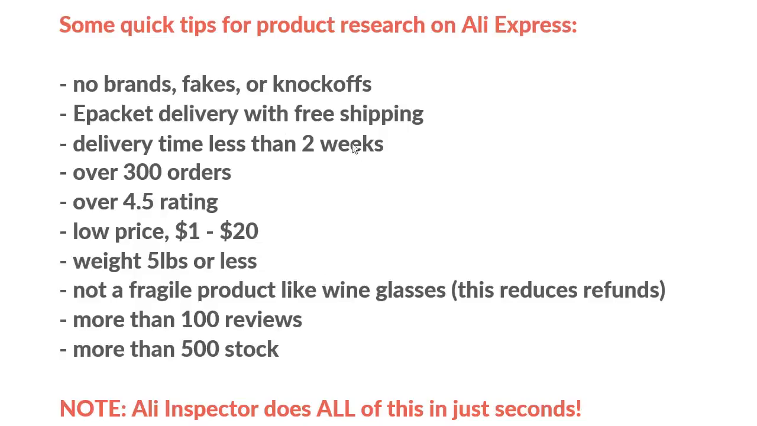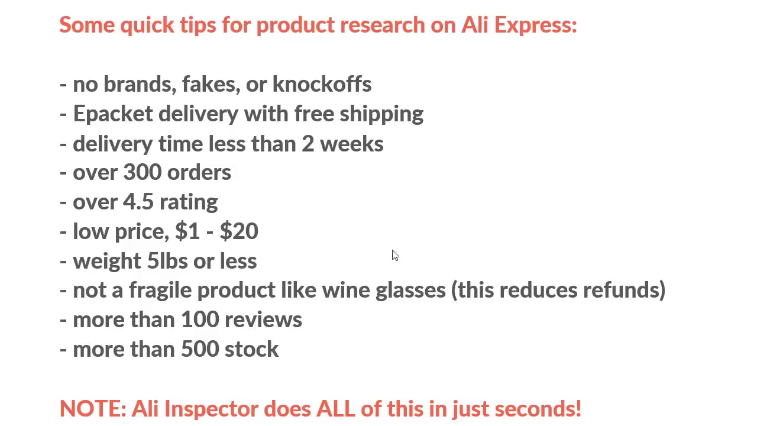Here are some quick tips for finding the best product on AliExpress. Try to concentrate on finding products with no brands, fakes, or knockoffs. So don't be selling things like Nike shoes. Try to look for products that have ePacket delivery with free shipping. ePacket is an Asian-based delivery service. You want delivery times less than 2 weeks. You want something that has at least 300 orders, a 4.5 rating, and try to concentrate on low-priced items. It just makes it easier to sell and mark up for big value.